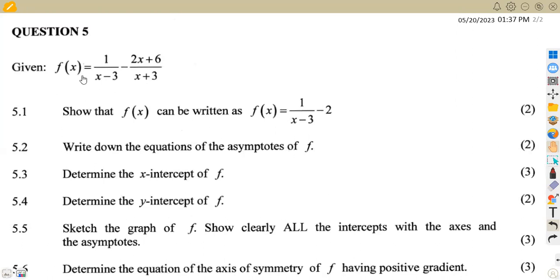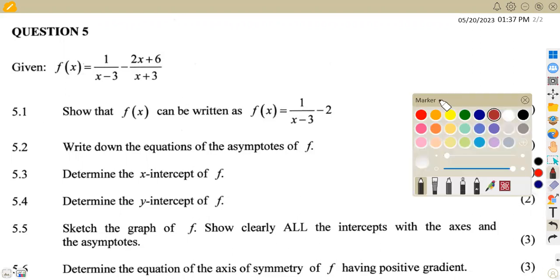So we are given f of x is equal to 1 over x minus 3 minus (2x plus 6) over x plus 3. 5.1, show that f of x can be written as f of x is equal to 1 over x minus 3 minus 2. What is it that we are going to do so that we can have this in this format?